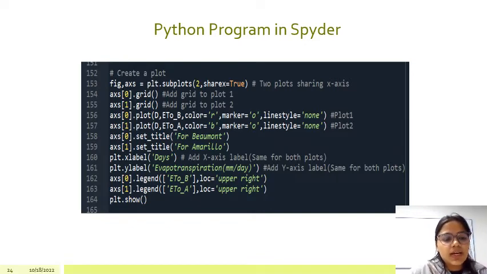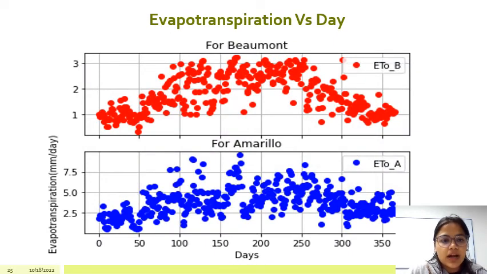Then using plt.xlabel, we give labels to our plot, which is days on the x-axis, and on the y-axis evapotranspiration, whose unit is mm per day. Now using dot legend, we give our legend in the upper right corner for both the plots. Plt.show is used to show our plots in the console. So this is our graph for evapotranspiration versus day.